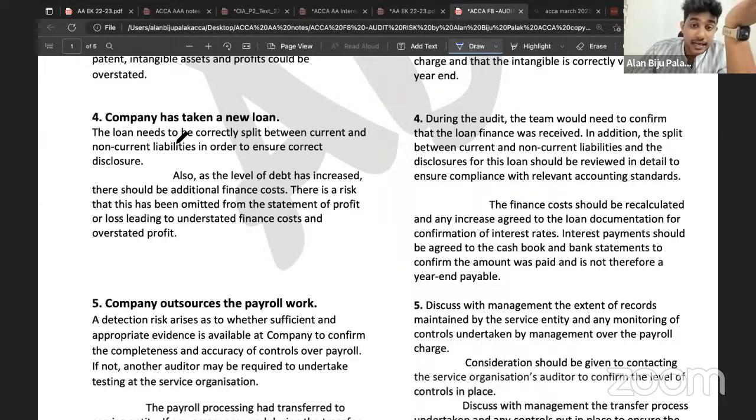The company have taken a new loan. They might have mentioned that the company have taken a new loan which needs to be repaid over 3 years, or in 6 months, or in 10 years, might be in a year, in any of that manner.